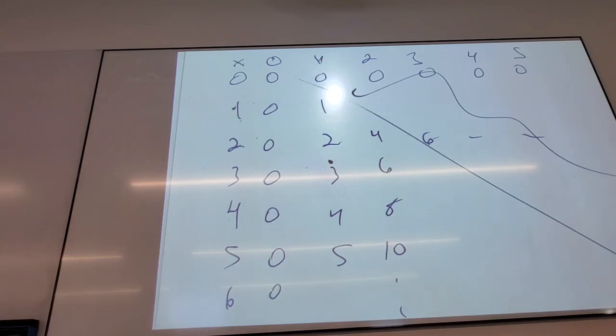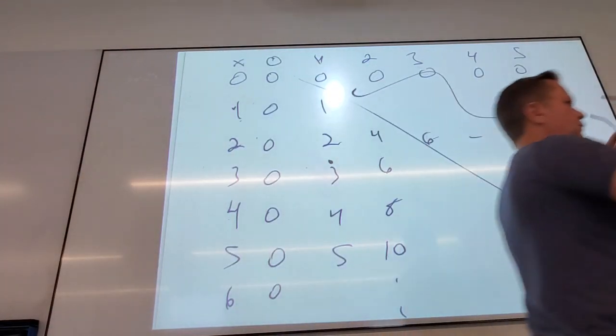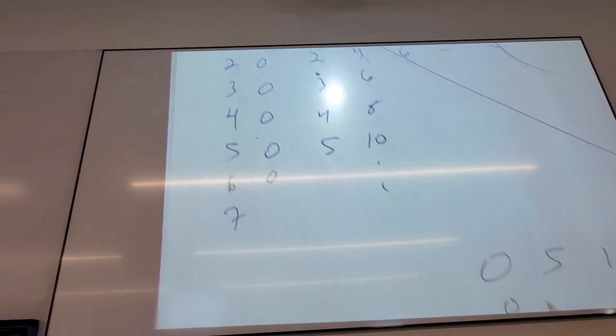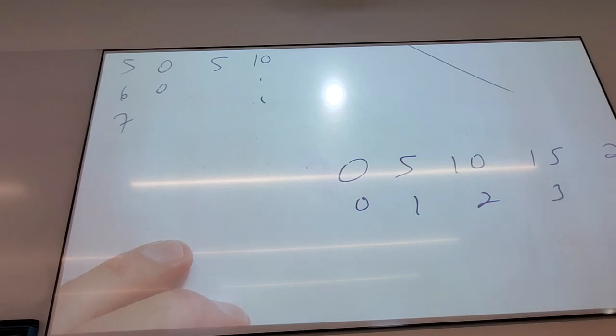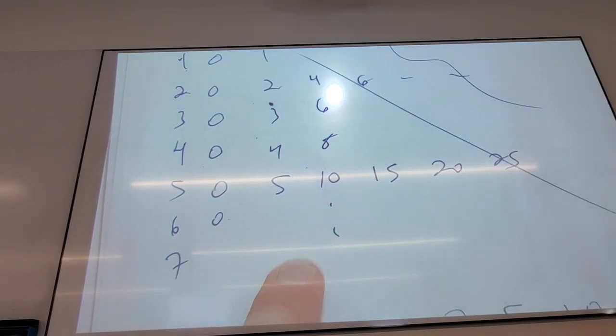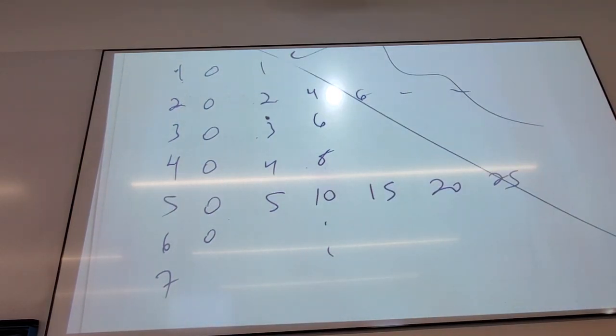What is the easiest number to chant by? What do you guys think? 5. 5, 10, 15, 20, 25. Because it keeps repeating. 0, 5, 0, 5, right? That's easy. So therefore, multiplying by 5 is easy. If I go 0, 5, 10, 15, 20, this is 0, 1, 2, 3, 4, right? 5 times 1, 5 times 2, 5 times 3, 5 times 4. So 5, 10, 15, 20, 25, forever, yes?